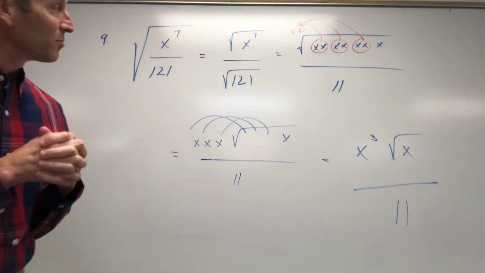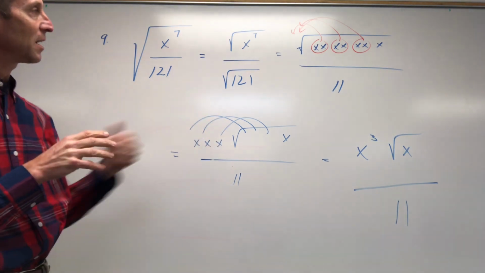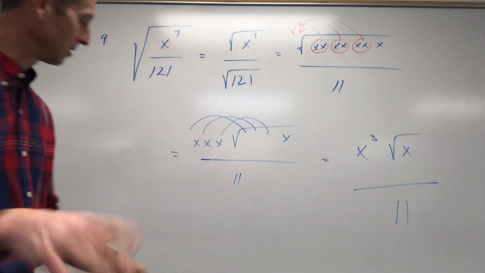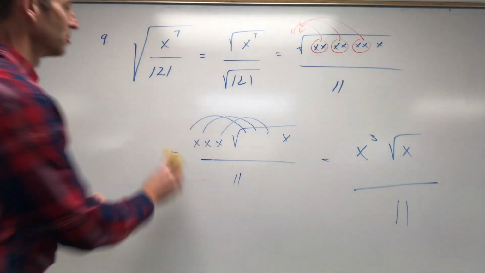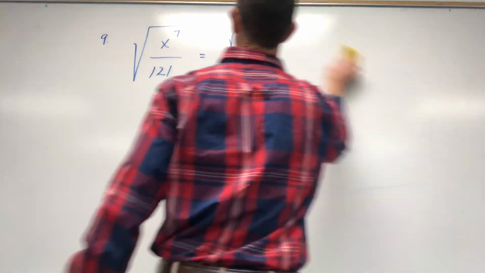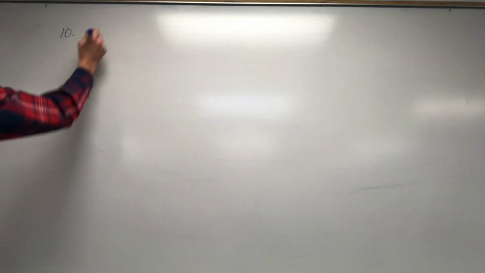All right. I kind of like it. I like the split. The bottom got real easy. The top wasn't too bad. Let's do one more, and then we'll call it good. Last one. Let's make it a cube root. All right, last one for this video. Cube root, x to the 4th, 125.